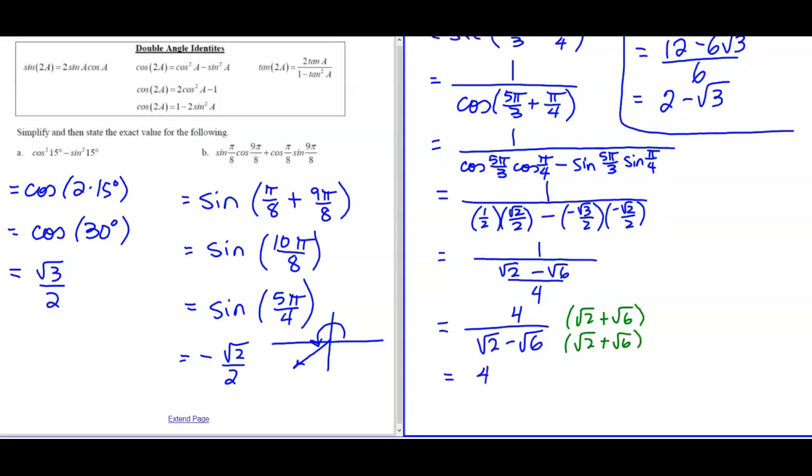Wait, hold on. Why is sine of pi over 4 not negative? Oh, it's correct. It's positive. Yeah, positive. Thank you.